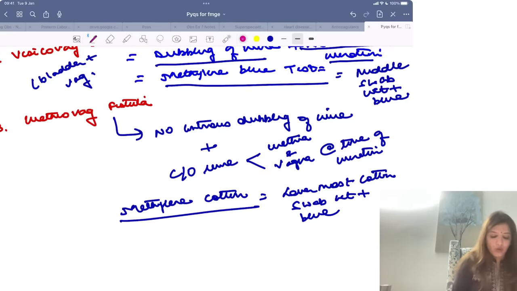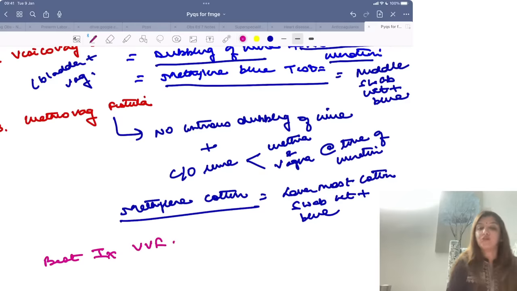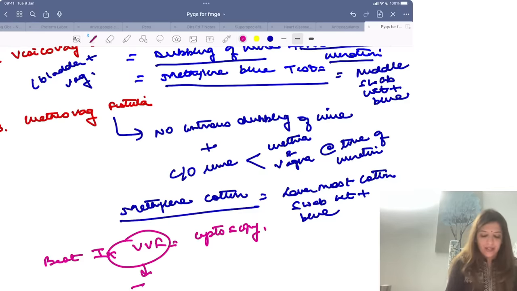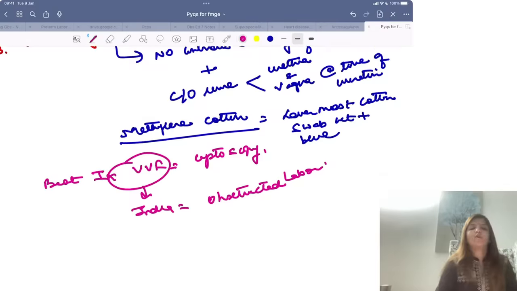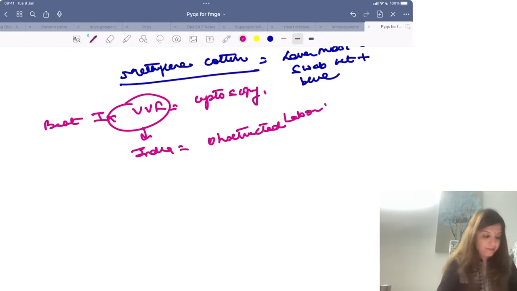Now, if they ask you what is the best investigation for vesicovaginal fistula, it is cystoscopy. Right? What is the most common cause of VVF in India? Most common cause of VVF in India is obstructed labor. That's the most common cause of VVF in India.